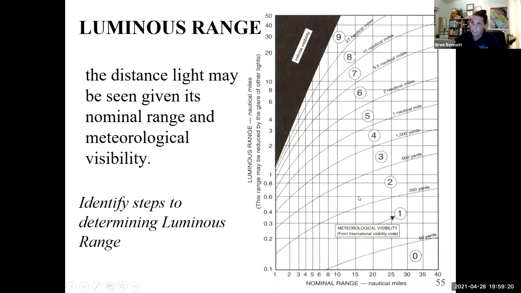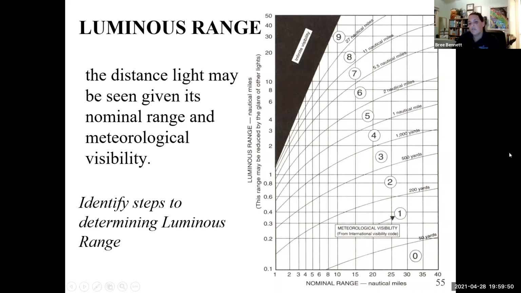It's a little bit weird to use here, but we have our nominal range at the bottom. So if the chart said, I can see it at 15 miles, that's saying in perfect visibility, meaning 10 nautical miles, you'll be able to see this light at 15 nautical miles out. Then your visibility are these curved lines. So these curved lines are your visibility indicators.